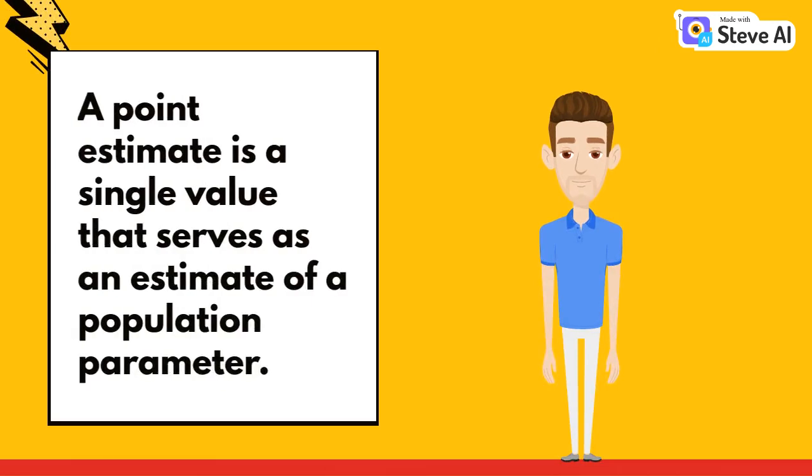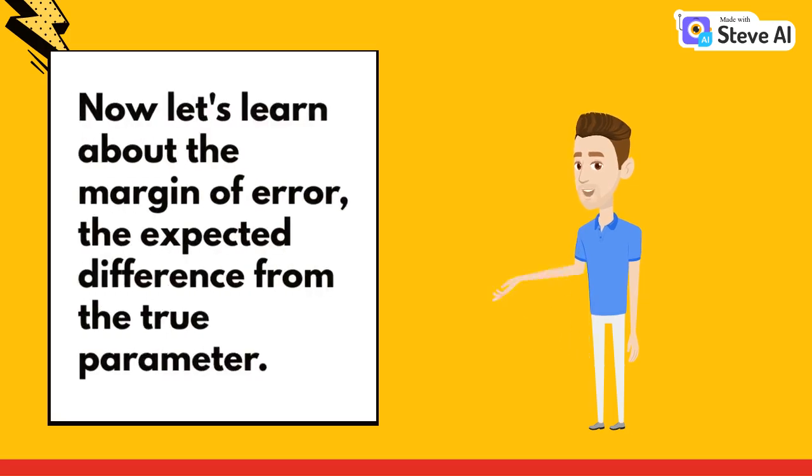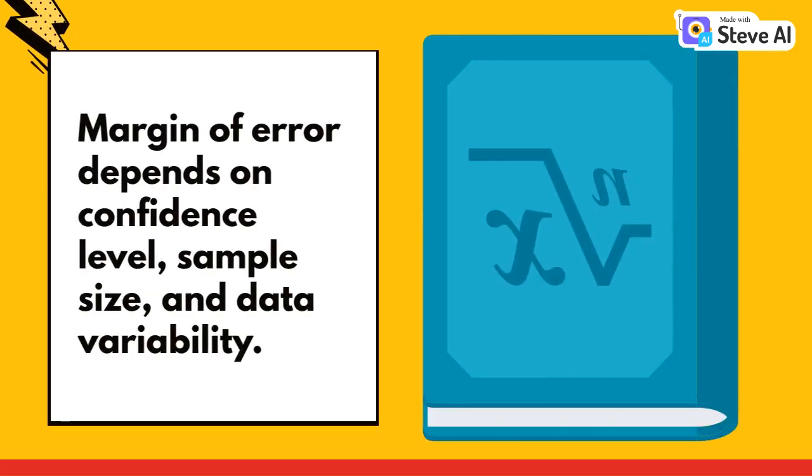A point estimate is a single value that serves as an estimate of a population parameter. For instance, the sample mean is the average temperature calculated from sample data. Now let's learn about the margin of error, the expected difference from the true parameter. Margin of error depends on confidence level, sample size, and data variability.